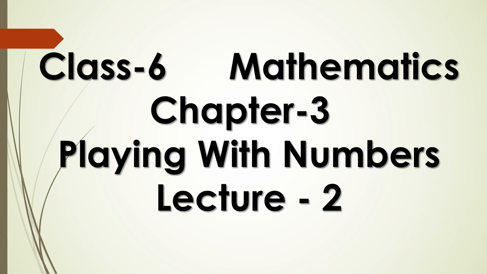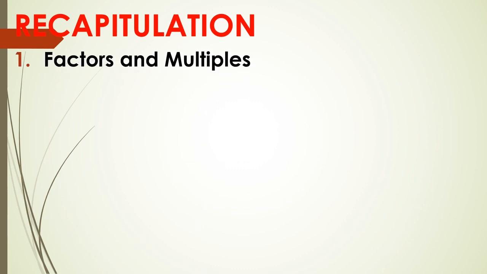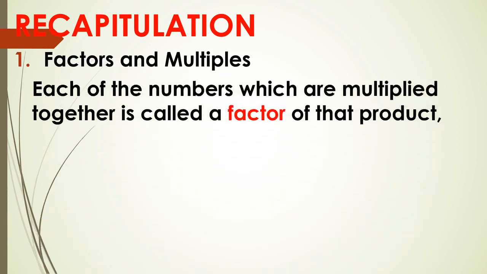First of all, we are going to recapitulate whatever we have learned in lecture 1. First thing that we have learned in lecture 1 is factors and multiples. What are factors? Each of the numbers which are multiplied together is called a factor of that product.